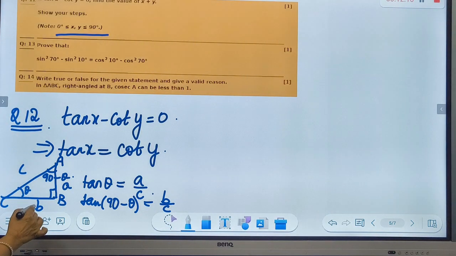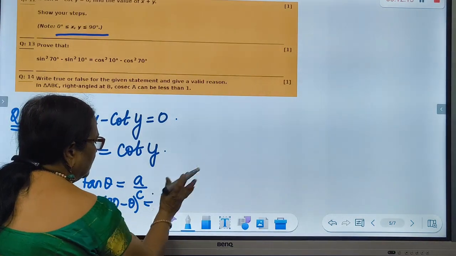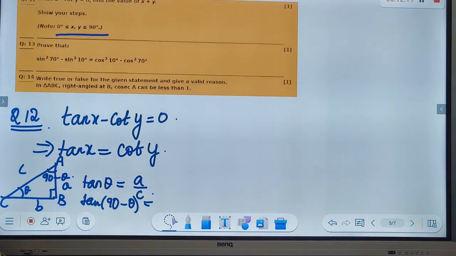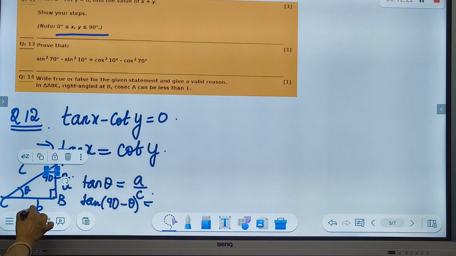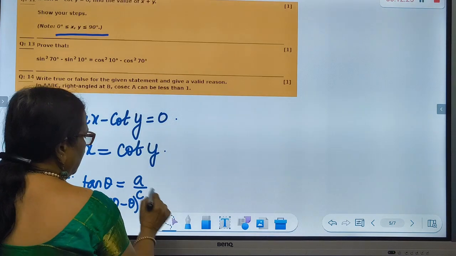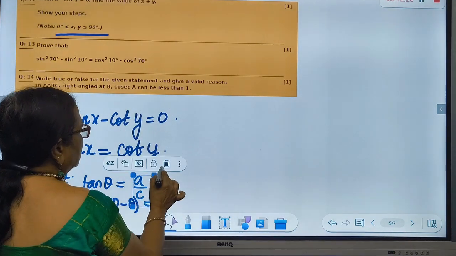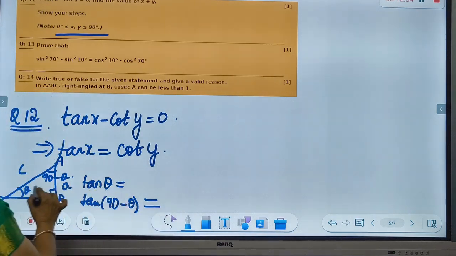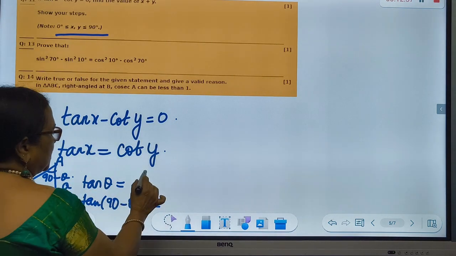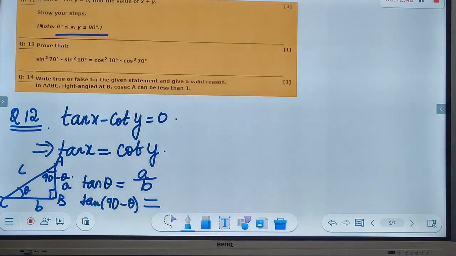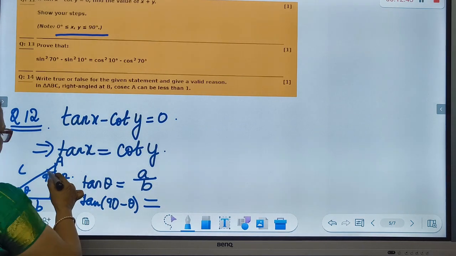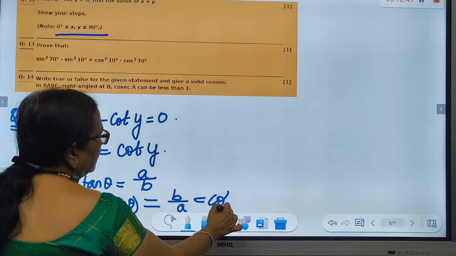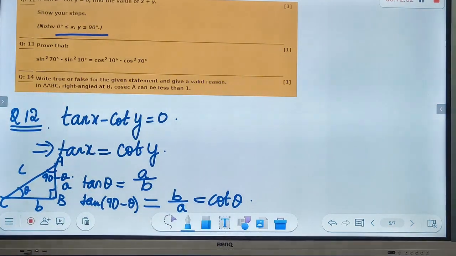Tan of 90 minus theta will be, sorry, opposite by adjacent side. For this angle, what is the opposite side? B, so B by A. What is tan theta? Sorry, A by B, opposite by adjacent side. What is tan of 90 minus theta? Again opposite to that, B by A, which is the same as cot theta. So tan of 90 minus theta is always cot theta.